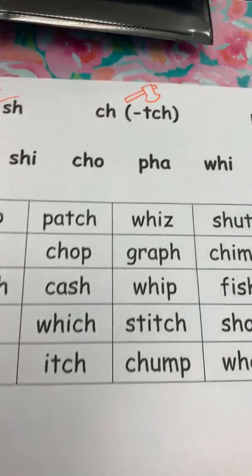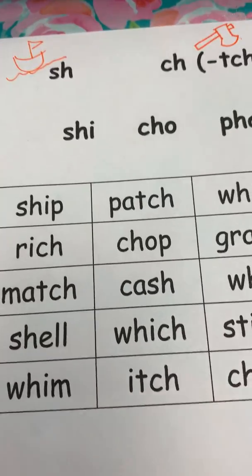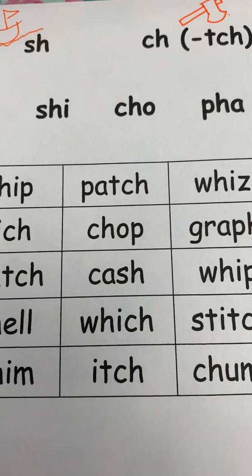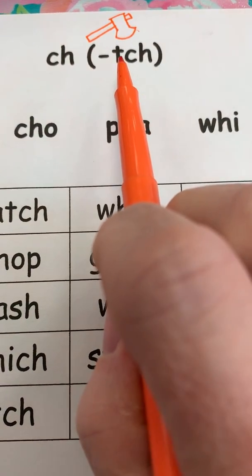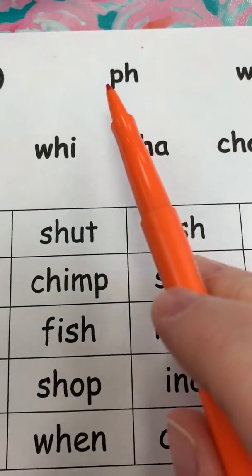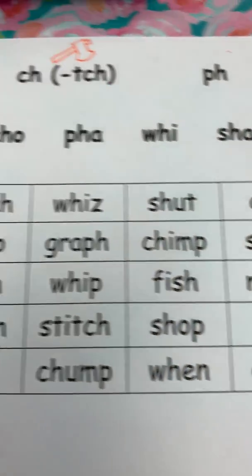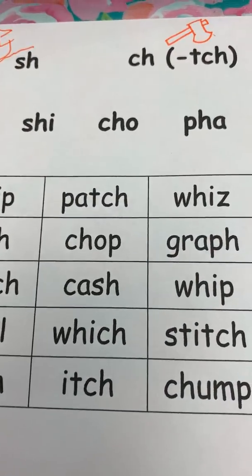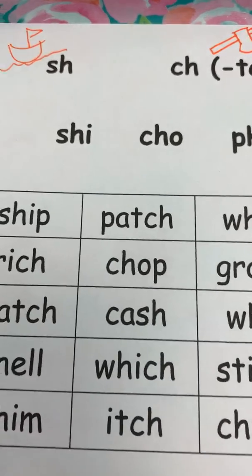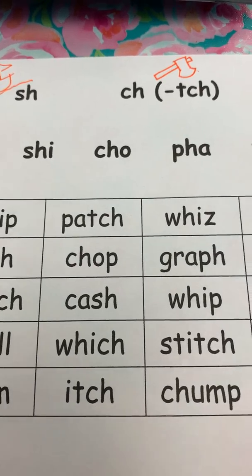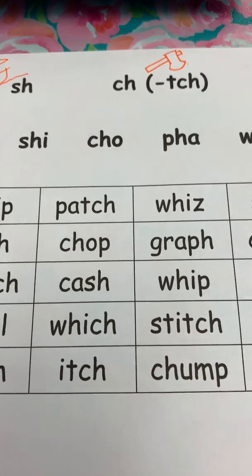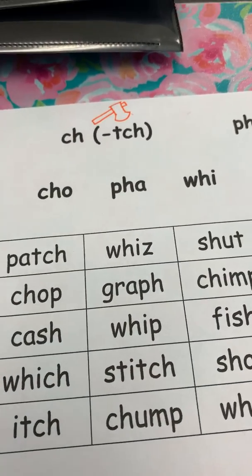Moving on to our next lesson. This lesson is all about digraphs: SH, CH, or sometimes at the end of a word, TCH, PH, and WH. Last week before Christmas break, we did TH. That's also a digraph. Remember, a digraph has two consonants side by side, but they make a whole new sound, right? Just like that TH made a whole new sound.